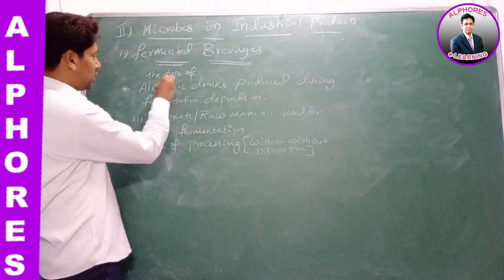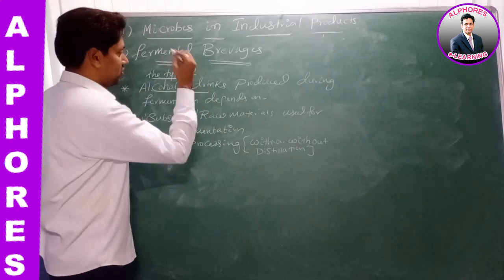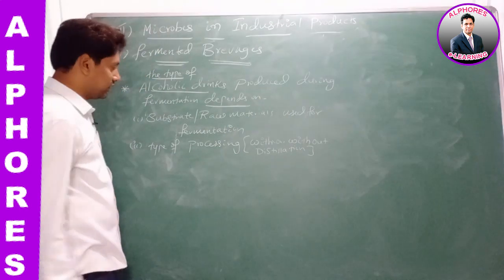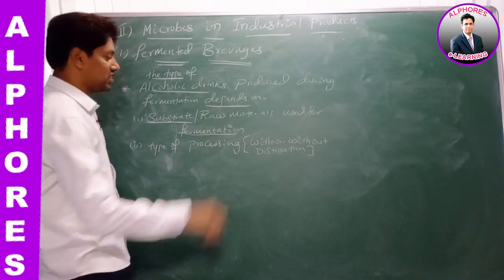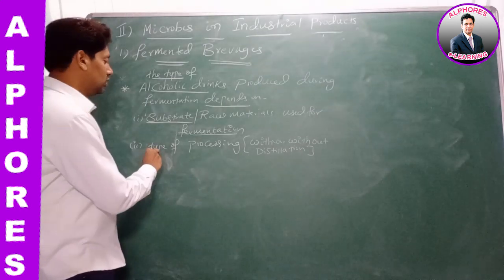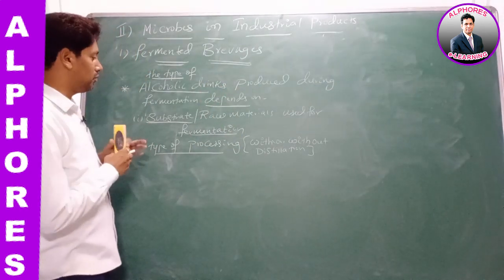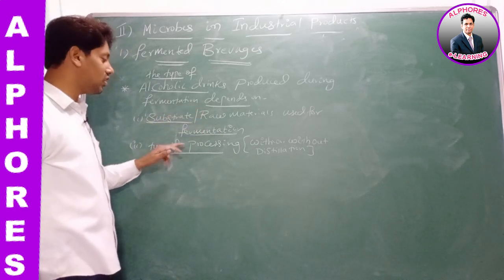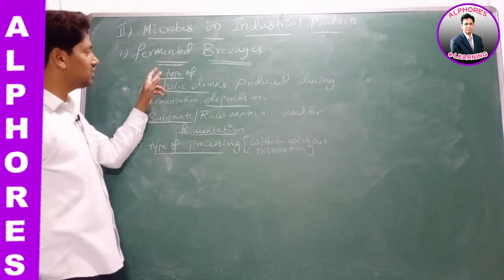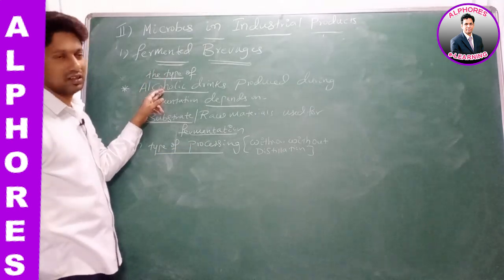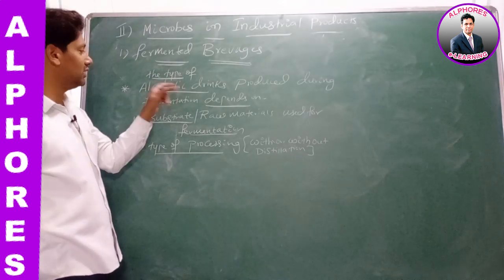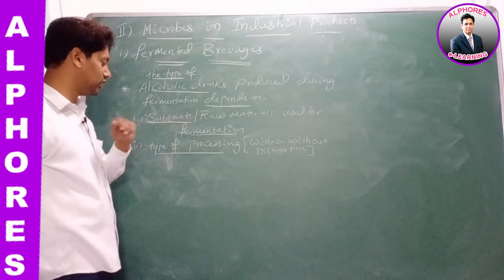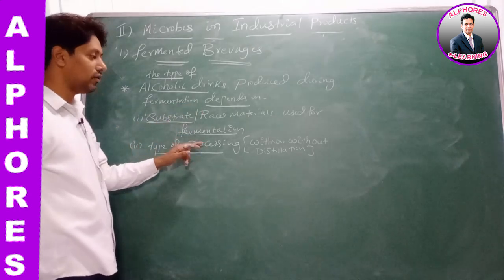Be careful with this statement: the type of alcoholic drink produced during fermentation depends on the raw material that is undergoing the fermentation process. Number 2, type of processing. Therefore, based on the raw material undergoing fermentation and the type of processing, we are getting different types of alcoholic drinks.